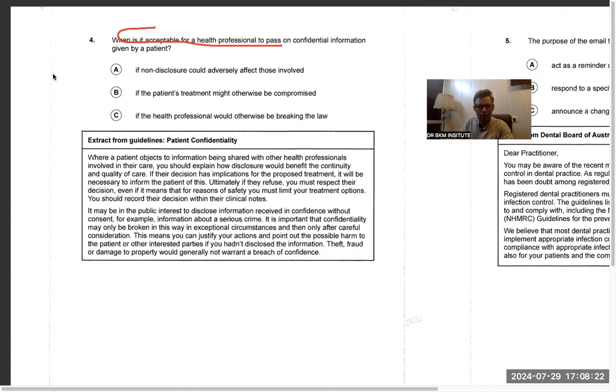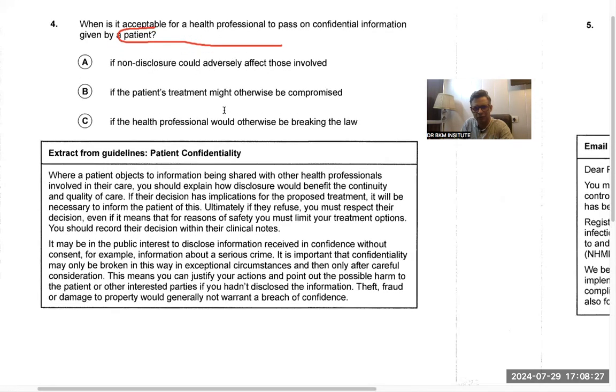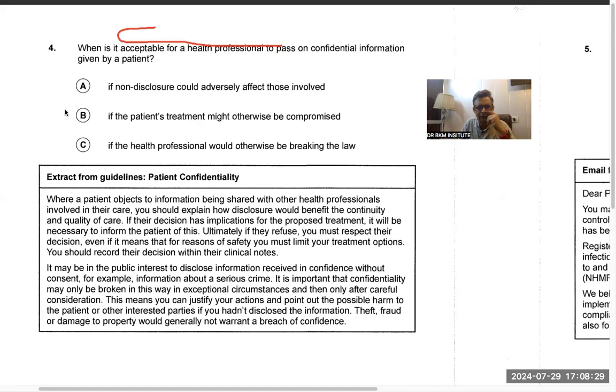So that is exactly the question. When can a health professional share the information? Please read this question very carefully. First of all, you read the question, then you read the paragraph. Don't read the options. When a patient objects to the information being shared, you should explain how the disclosure would benefit the continuity of care. So if the patient objects, you should explain that disclosure means sharing the information. Disclose: close means close, disclose means opening. Opening means sharing. If you're sharing the information, you should tell the benefits.